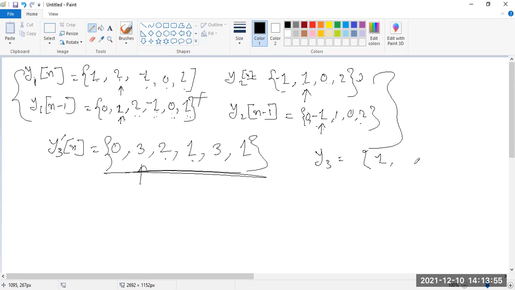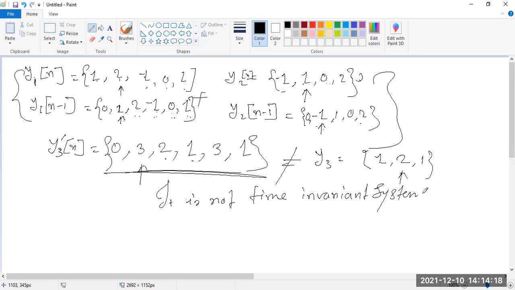First time we got the y3 value, y2, 1. Where is this? This is not exactly equal to this. So this is not time invariant, it is a time variant system. That's why it is not equal. If it were equal, then we could say it is a time invariant system, and it is linear. That's why it is called an LTI system.